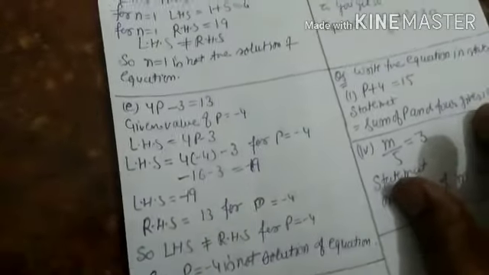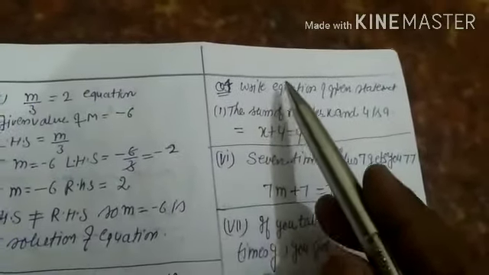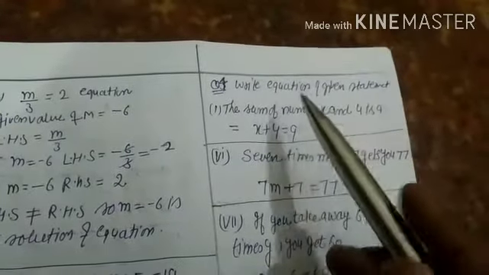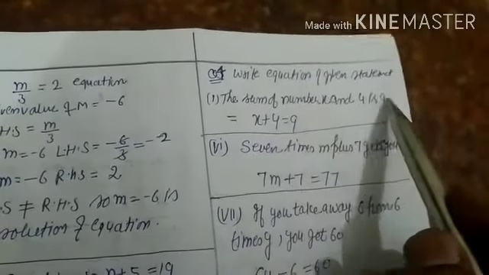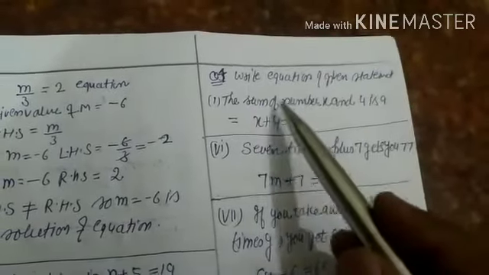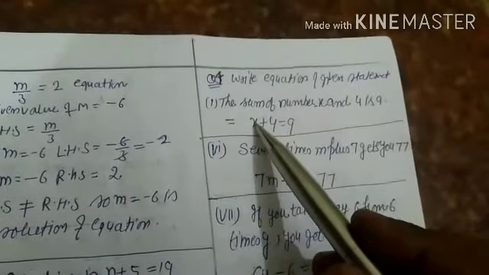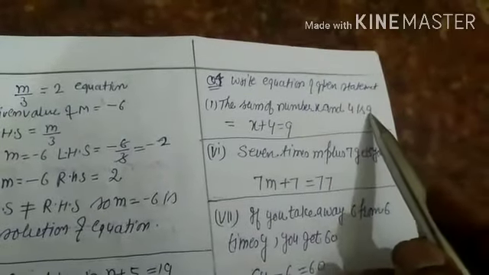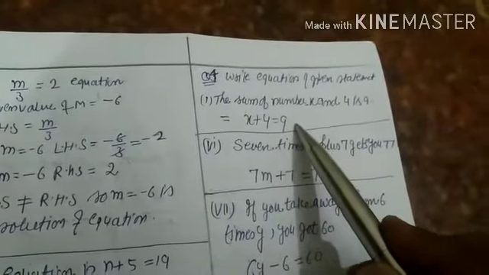Now, another type of question which we are asked in the paper about the simple equation: write the equation for the given statement. For example, the sum of a number x and 4 is 9. What we have to do? We have to add the number x and 4. So what will be the sum? x plus 4, and it should be equal to 9. So we will make an equation: x plus 4 equal to 9.